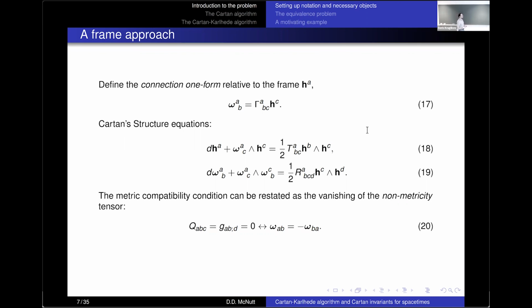And finally, the metric compatibility condition is reframed in terms of this non-metricity tensor. And the only thing I really care about in equation 20 is that these two indices, when I bring them down, and I'm allowed to do that, are antisymmetric. So this is another helpful reduction of objects I'm going to keep track of when I think about this in terms of linear algebra.